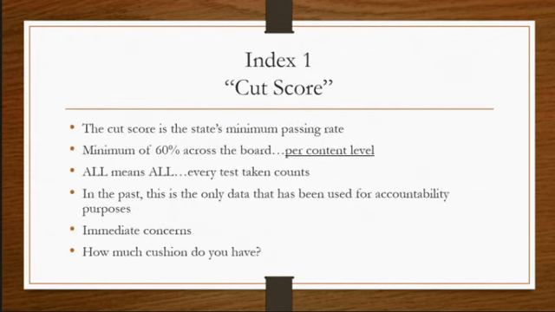Index 1 is about cut score. It's the state's minimum passing rate. 60% across the board per content level, and in this one, all really does mean all. In the past, this is the only data that's been used for accountability purposes. What are your immediate concerns? How much cushion do you have?